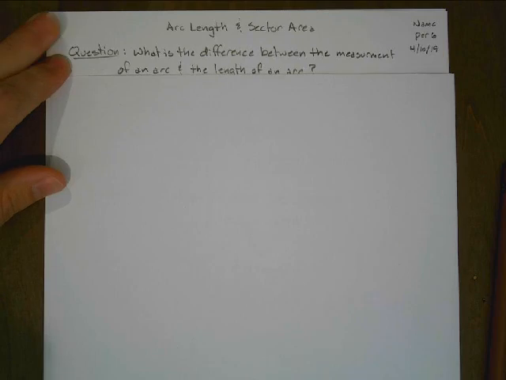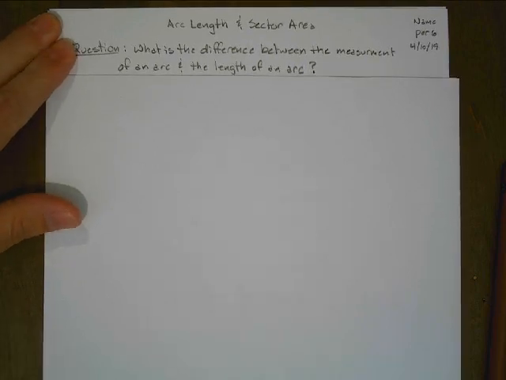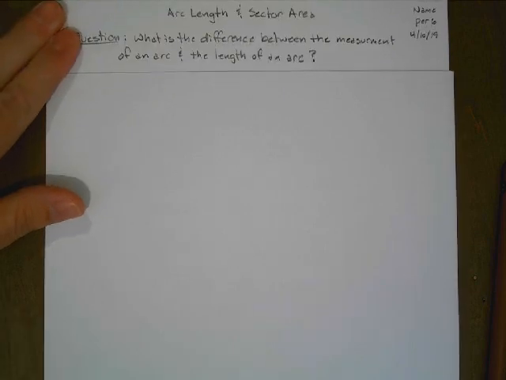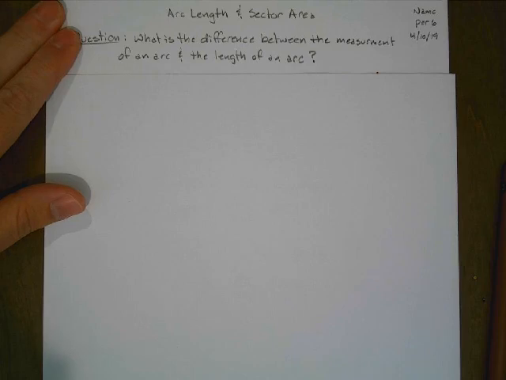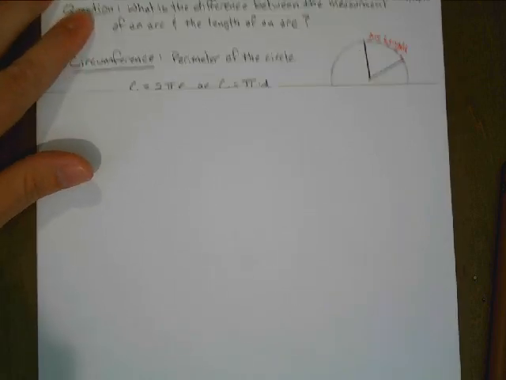So our question is, what is the difference between the measurement of an arc and the length of an arc? Because the two things are different. So far, we've done measurement of an arc, which was in degrees. Now we're going to start looking at length of the arc, which is like an actual measurement, like inches or feet or miles or whatever.